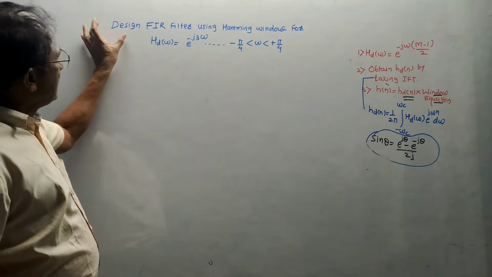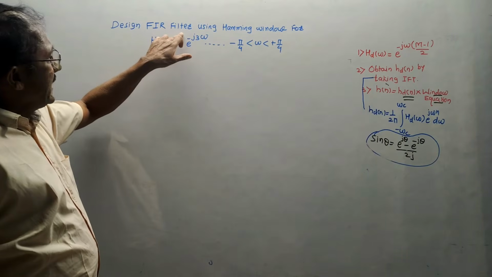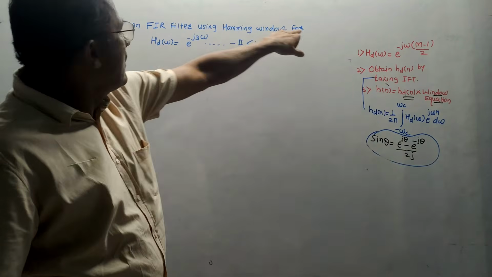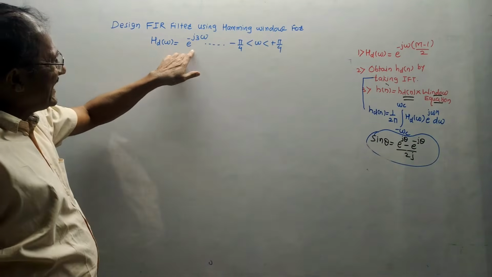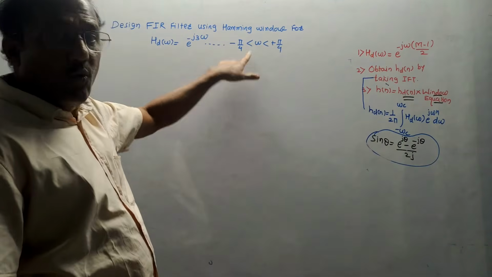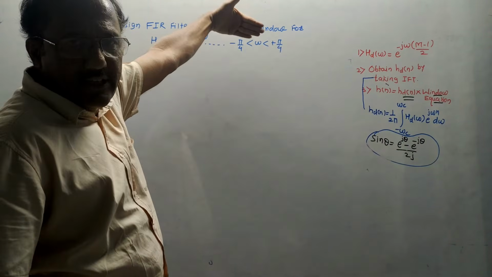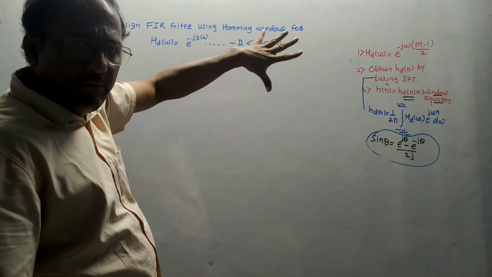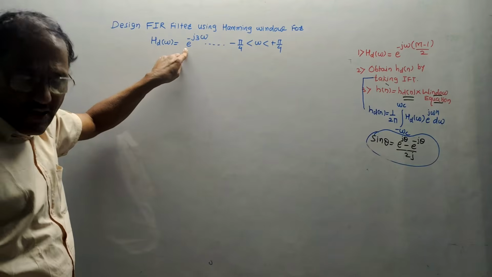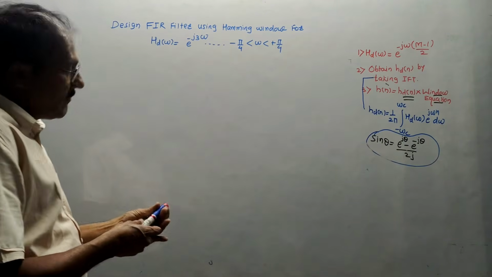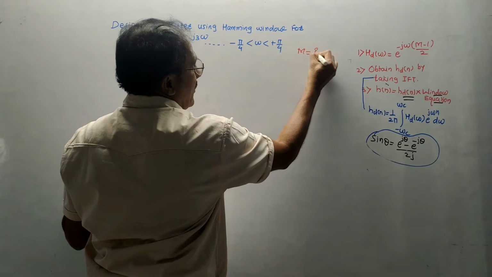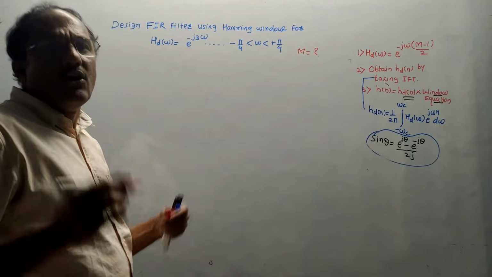The next numerical is: design FIR filter using Hamming window for HD of omega is e raised to minus j3 omega, and this is the given frequency range. What's the difference between this problem and earlier problem? In earlier problem, we calculated the value of HD of omega. In this case, it is given. But in this numerical, value of M is not given. First step is I need to calculate value of M. M is the order of filter.